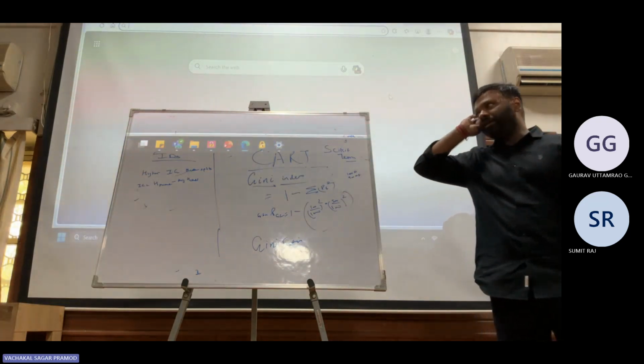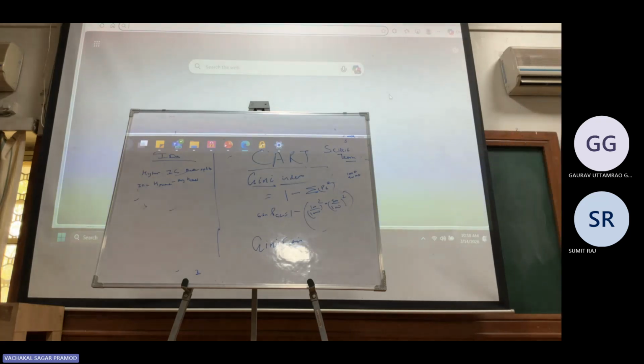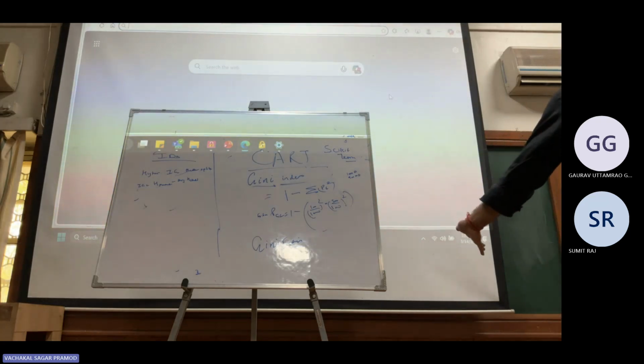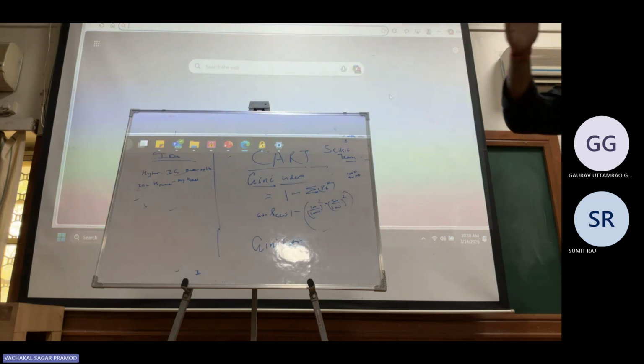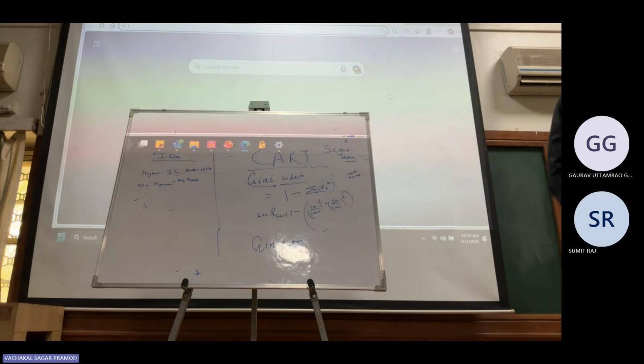Another thing is entropy. These terms and the whole concept came out during World War, meaning the minimum number of bits required to send the information to a third party. Right? So they wanted the minimum number of bits. So it is classification and regression tree.